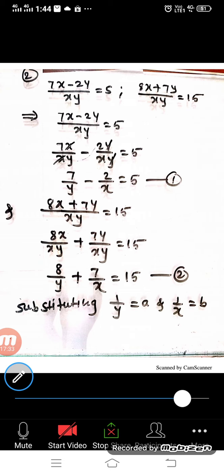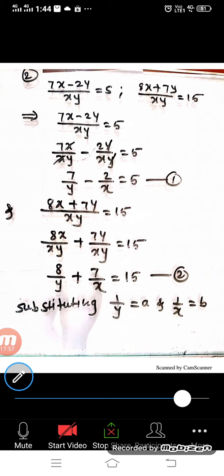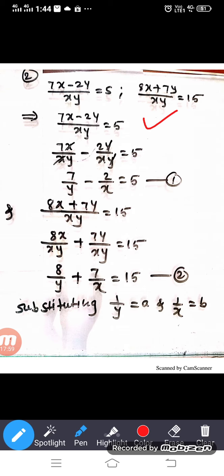Next, equation reducible to a pair of linear equations in two variables. The same kind of equation here: 7x minus 2y upon xy is equal to 5 and 8x plus 7y upon xy is equal to 15. Here the given equation is 7x minus 2y upon xy is equal to 5. Here, with denominator xy, separate each and every term of the numerator.